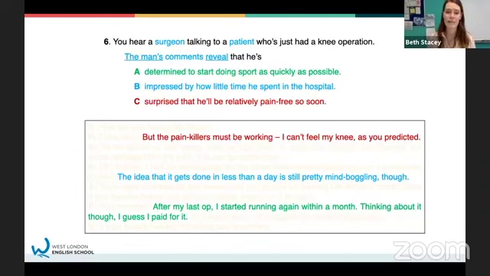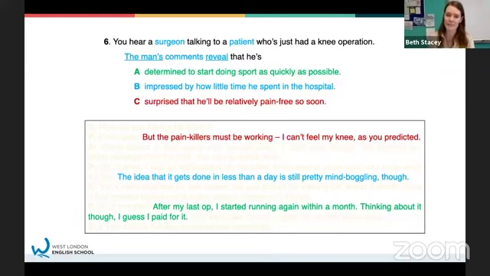If we look at B, impressed by how little time he spent in the hospital. And we've got this line, the idea that it gets done in less than a day. So less than a day is the little time in hospital. Is pretty mind-boggling. And the meaning of mind-boggling is impressed. Now, mind-boggling means surprised or amazed. And if we kind of combine them, it's almost surprised that something is so amazing, which is similar to impressed. So they are synonyms. So it sounds like B is our answer.